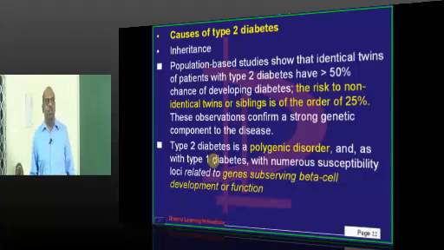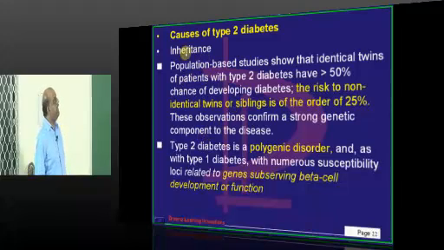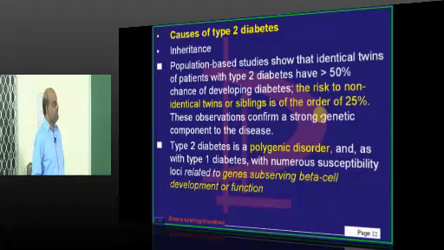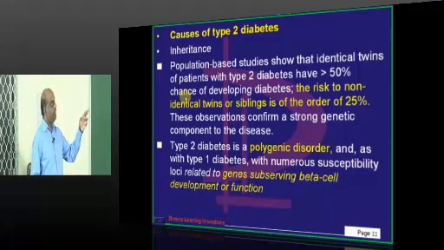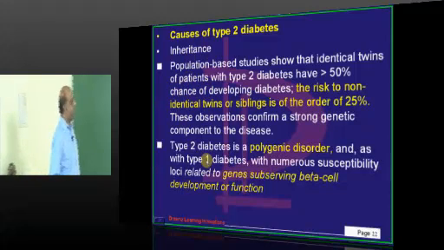Now, what are the causes of type 2 diabetes? If you look at the inheritance, the risk of non-identical twins or siblings developing diabetes is 25%. And the identical twins of the patients with type 2 diabetes have more than 50% chance of developing diabetes. So this is the typical pattern.